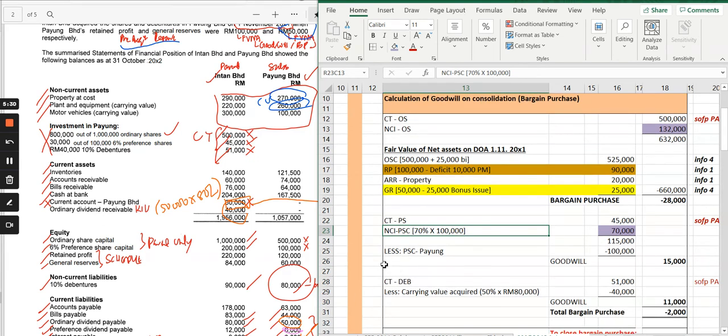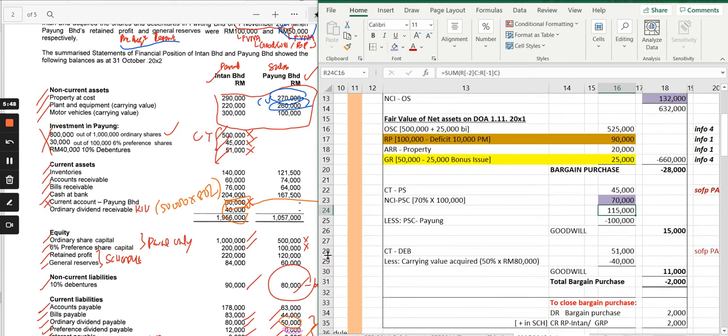And if you look, the preference shares in Payung, the balance is 100,000. So therefore, that gives a goodwill of 15,000 because the non-controlling interest and consideration transferred is greater than the preference shares carrying amount in the subsidiary. The next one is to calculate for the debentures in case there is goodwill.